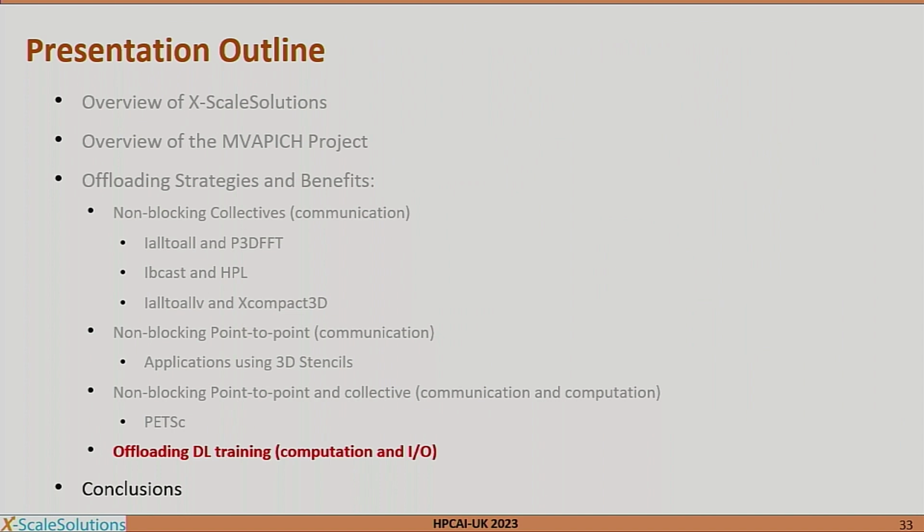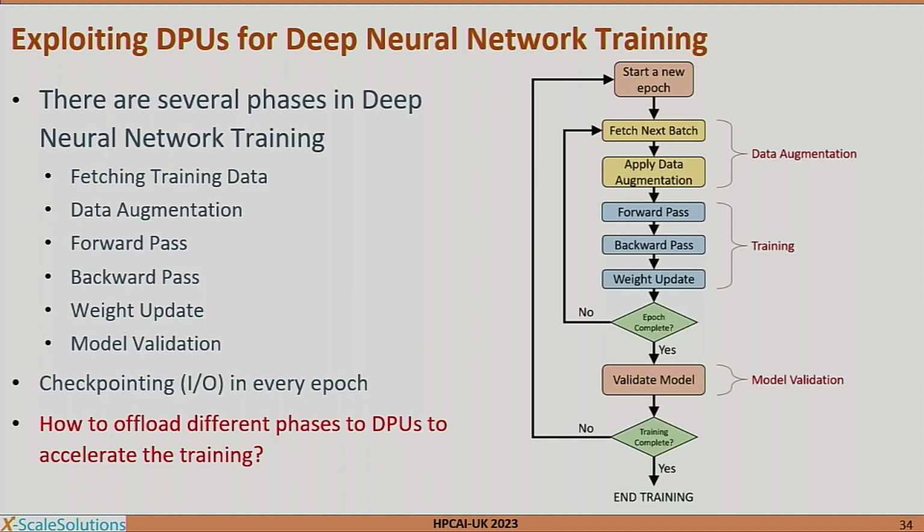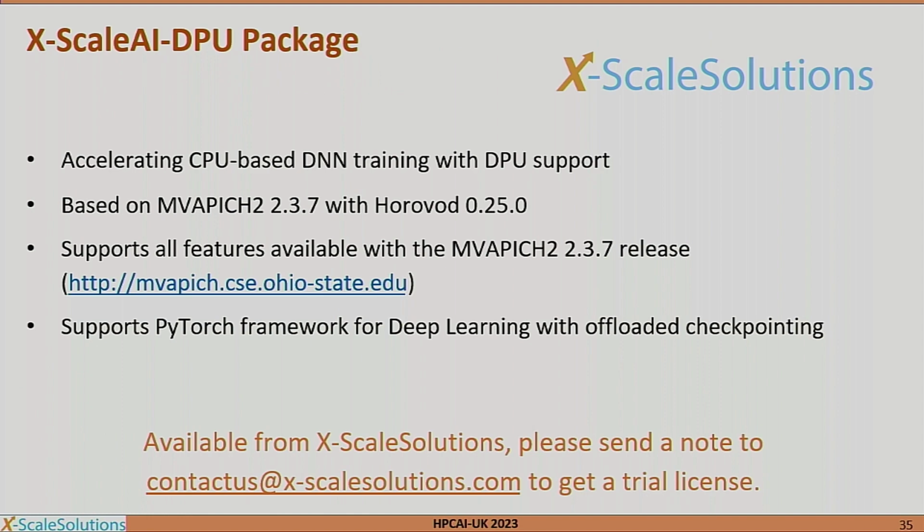And then finally, let me go into the DL training. I know a lot of you have been talking about all this DL training. Everybody wants to accelerate it. So if you take a look at typically any DL training, you have data augmentation, the training, validation, and also many times you need to use this checkpoint, which is like an I/O. And especially as the model increases and your system increases, the checkpoint time becomes more and more dominant. So then the question is, what do I offload? Okay. So here we have a version, X-Scale AI DPU package.